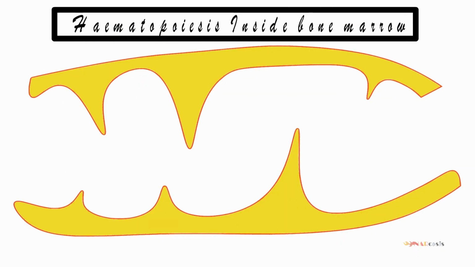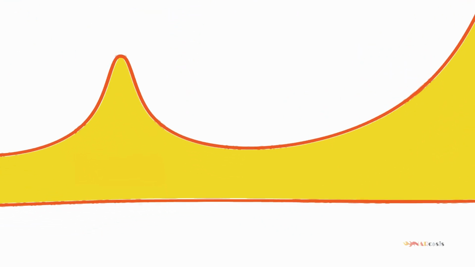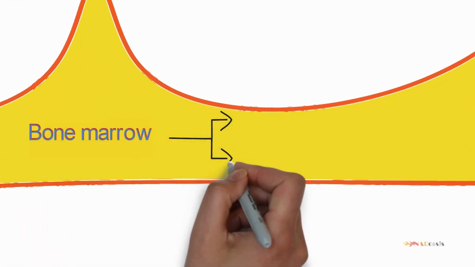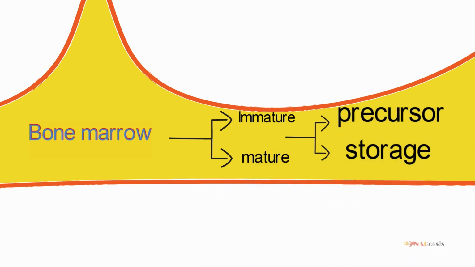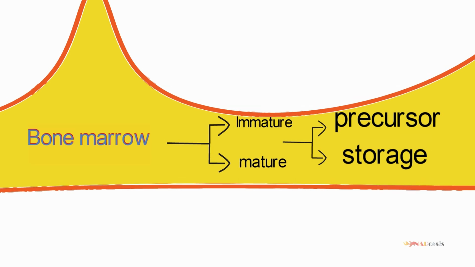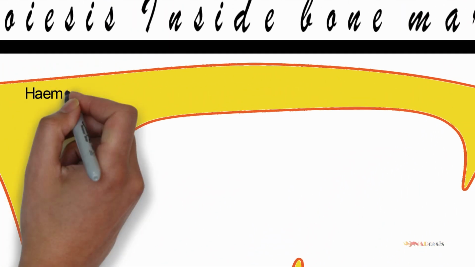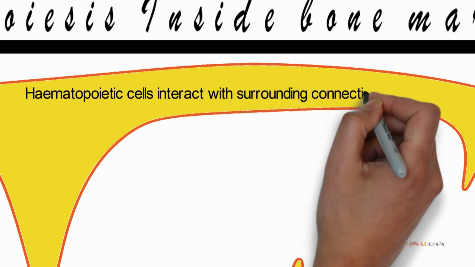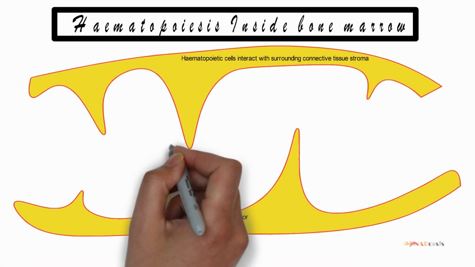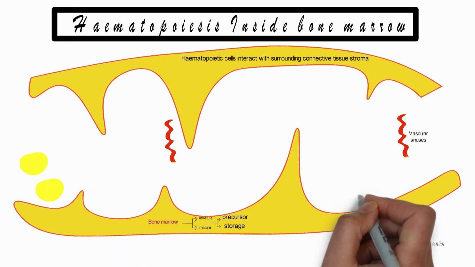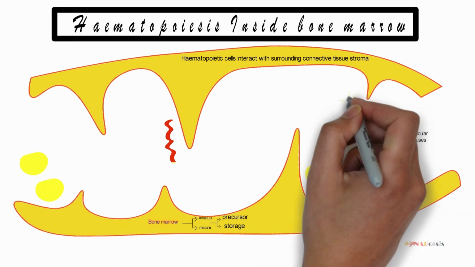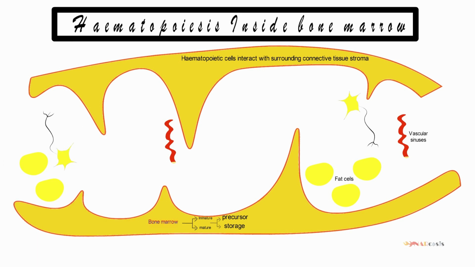So our red bone marrow contains a range of immature hematopoietic cells which act as precursor cells, and mature cells which act as a storage pool when demands increase. These cells interact closely with the surrounding connective tissue stroma made up of reticular cells, macrophages, fat cells, blood sinusoids, and nerve fibers. So we have talked about the stroma. Let's now talk about the hematopoietic cells.